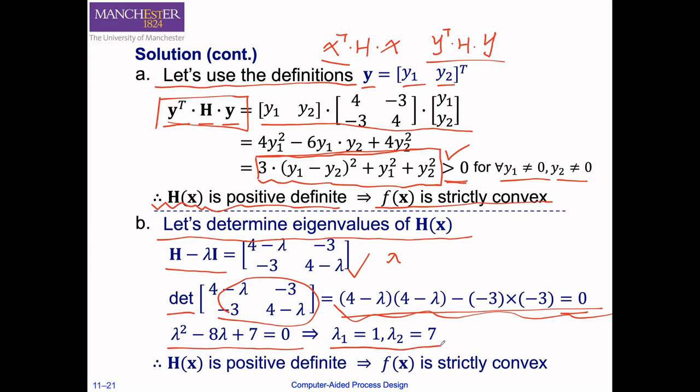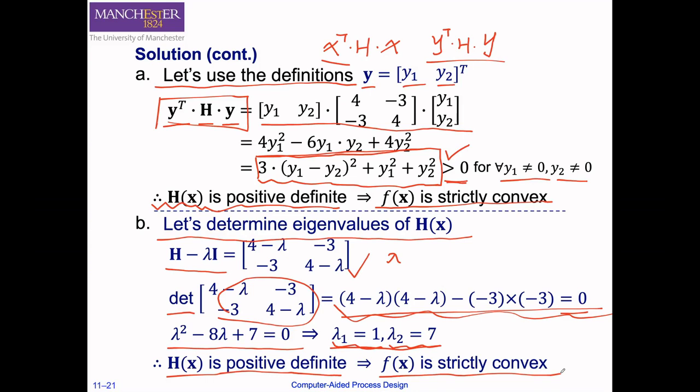We can get two eigenvalues. This is because the Hessian matrix is a 2 times 2 matrix. The value of the first eigenvalue is equal to 1. The value of the second eigenvalue is equal to 7. Both are positive. That means the Hessian matrix is positive definite. Then we can conclude the function f(x) is strictly convex.